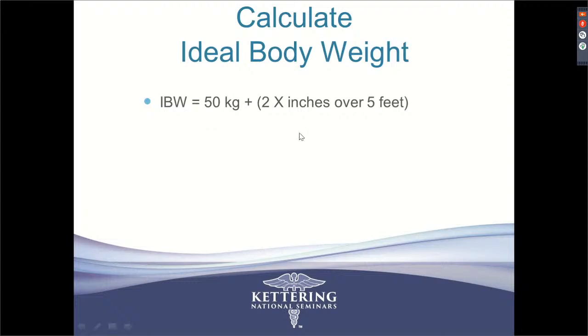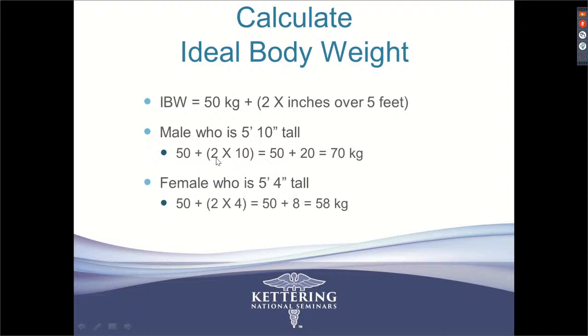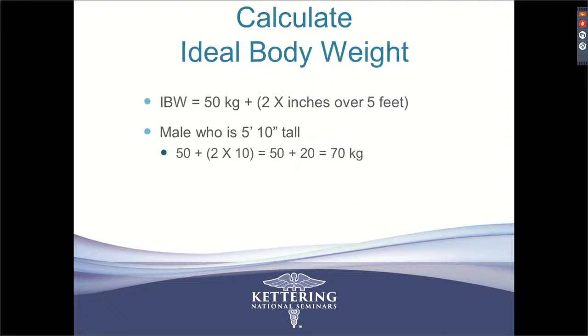So we give you a couple of examples here. Look at number 2. Here we've got a male who's 5'10", 5 foot 10 inches tall. So the number of inches over 5 feet is 10. All right, we're going to double that. So 2 times 10 is 20. And then we're going to take that 20 and we're going to add it to 50. And so 50 plus 20 is 70 kilograms. Right? So that's what this guy's ideal weight is.